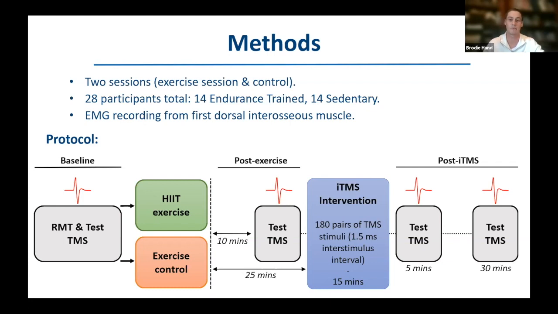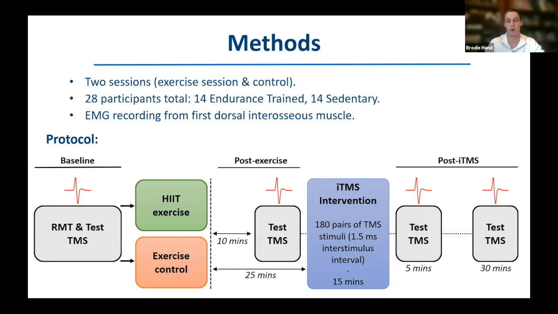EMG recordings were taken from the first dorsal interosseous muscle of the right hand. As we can see on this protocol diagram, we began with baseline TMS measures of corticospinal excitability before participants completed either the HIIT exercise block or an exercise control block.